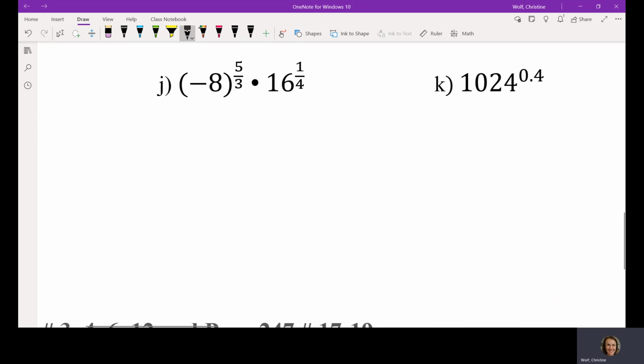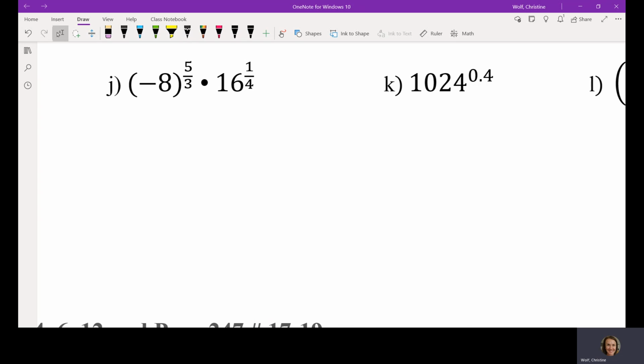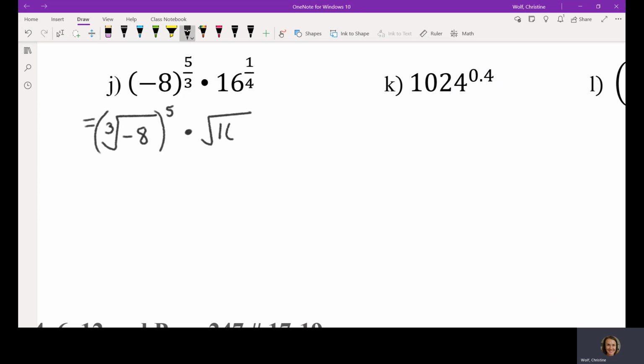So for this one, you just have 2 separate questions, and then we just multiply the answers together in the end. For the first one, I want the cube root, because that's my denominator, of -8, that's my base, all in brackets to whatever the numerator is, which is 5. Then I want that multiplied to, you change it to a radical of 16. And then my denominator is 4, so that's my index. But because the numerator is 1, we can just stop.